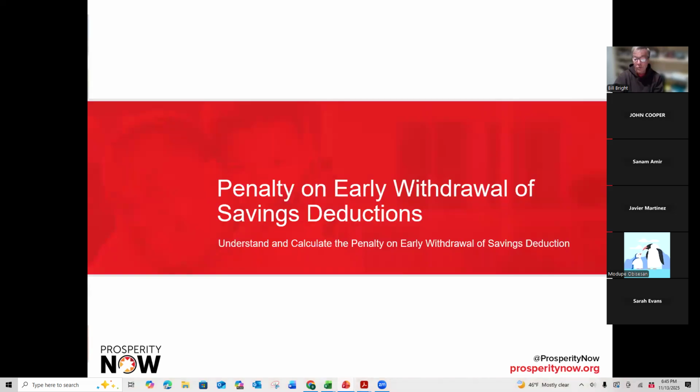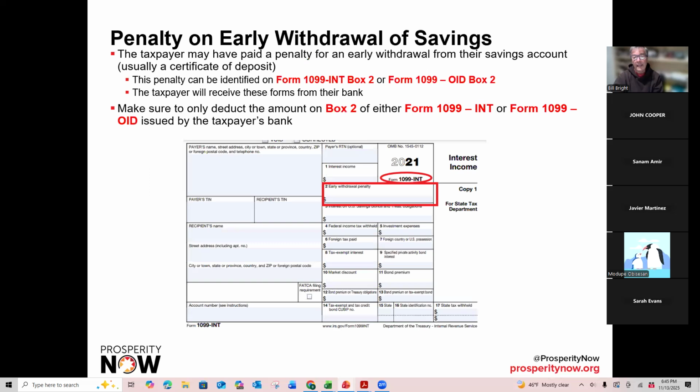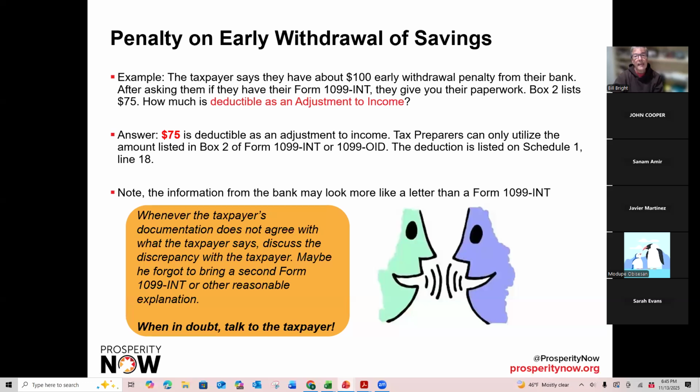The penalty for early withdrawal, if you have a CD and you take it out early, you're going to get hit with something in box two. That can be used as an adjustment as well. Again, not a lot of our people have time deposits, so we're not going to see that very often.